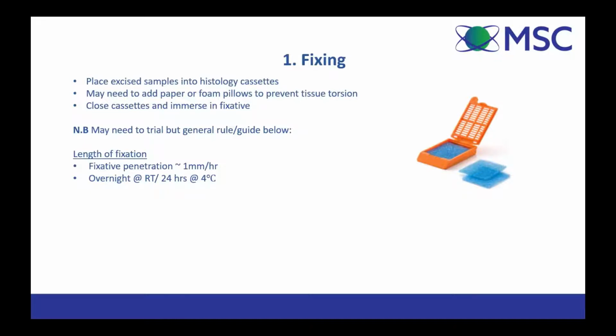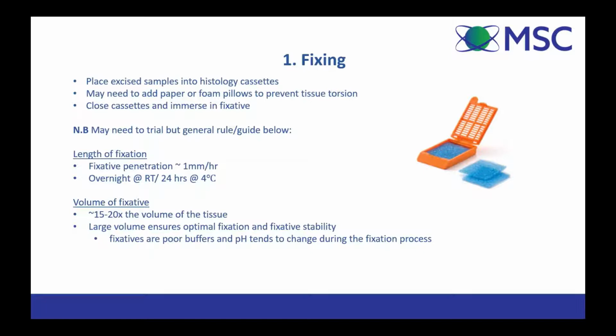Typically people do protocols like overnight at room temperature, or 24 hours at 4 degrees, or in your fridge. The volume of fixative is incredibly important, because you need to have more than 15 to 20 times the volume of tissue. Large volumes ensure optimal fixation and fixative stability, because fixatives are very poor buffers, and the pH tends to change during the course of the fixation process. Having excessive volume will help with this.